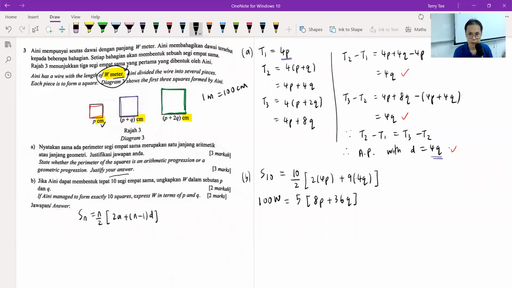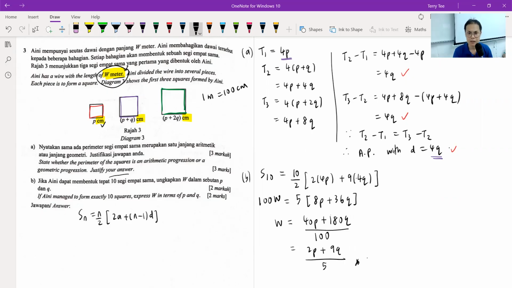Now, next we can divide them. Up to you. You can multiply inside first, as in 5 times 8p is 40p plus 5 times 36q is 180q, divided by 100. We can still simplify this and notice that we can divide top and bottom by 10, or even 20. So if I divide by 10, I get 40 divided by 10 is 4. 180 divided by 10 is 18. 100 divided by 10, I get 10. Then dividing by 2: 4 divided by 2 is 2, 18 divided by 2 is 9q, 10 divided by 2 is 5.